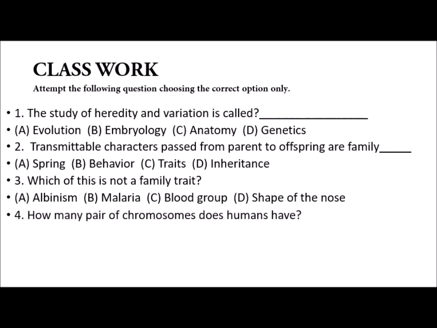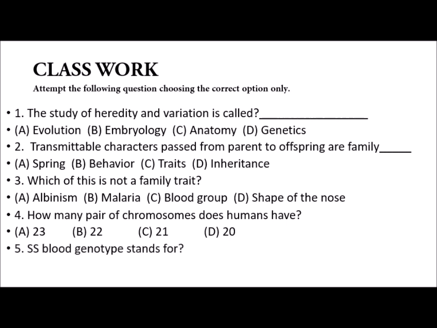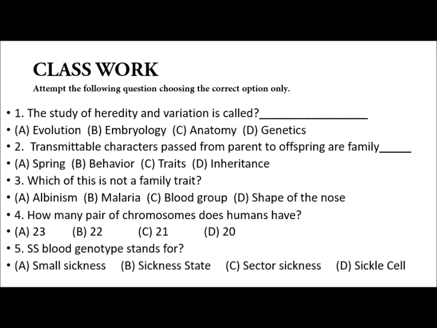Number 4. How many pairs of chromosomes does a human have? A. 23. B. 22. C. 21. D. 20. And number 5. SS blood genotype stands for A. Small sickness. B. Sickness state. C. Sector sickness. And D. Sickle cell.